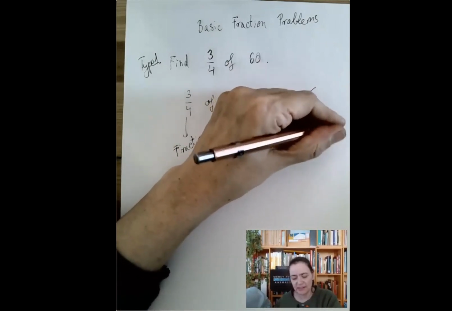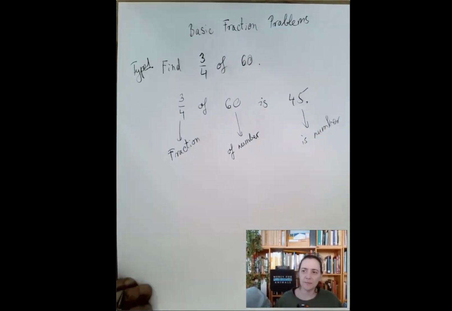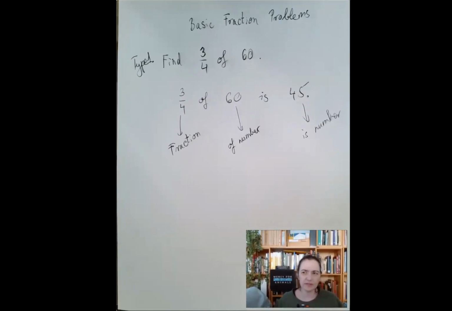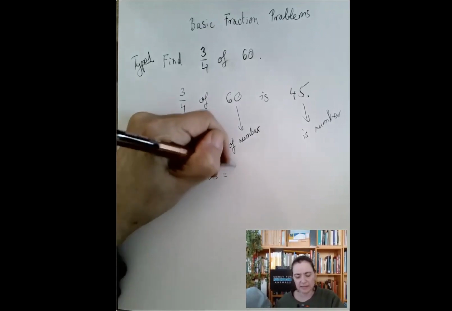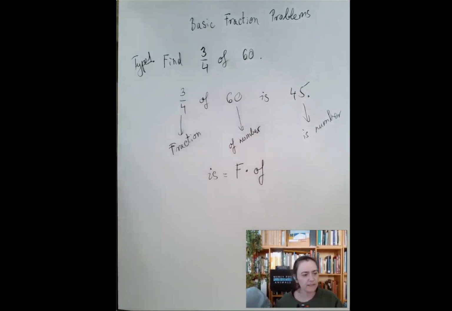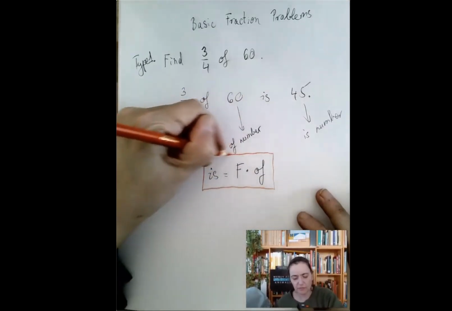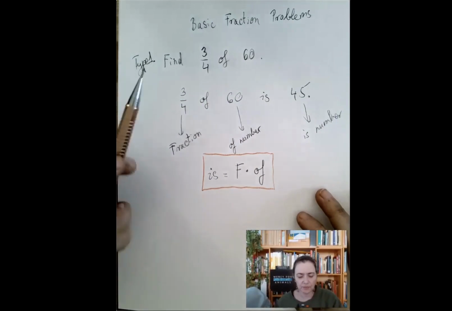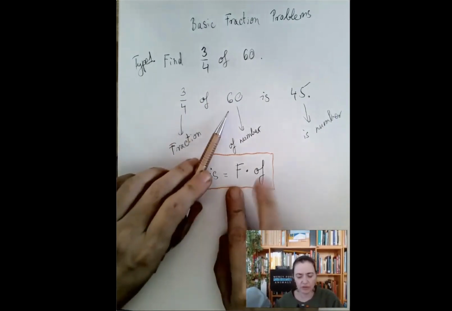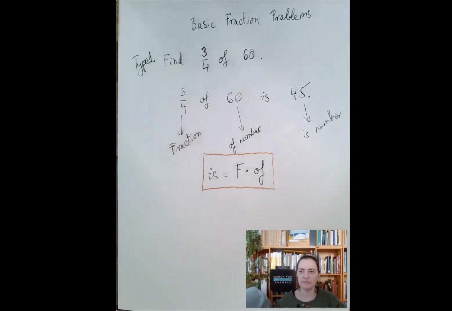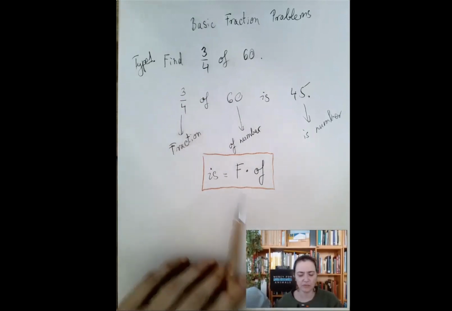This is not a very pretty language. And so just so you know, this is going to be an application of one-step equations where you have one formula and you can use it in three different ways. The one formula that we're going to use is the following: is equals fraction times of. That's the one formula you have to memorize. Is equals fraction times of. In our example, the fraction is 3/4 times 60 is 45, right? 45 is 3/4 times 60.